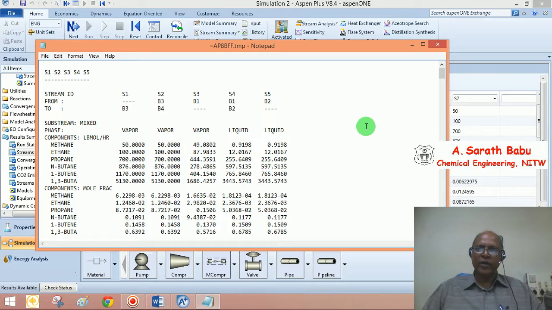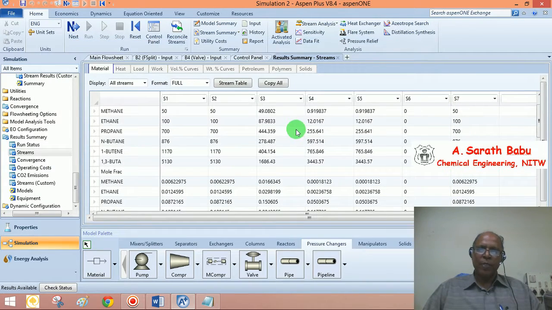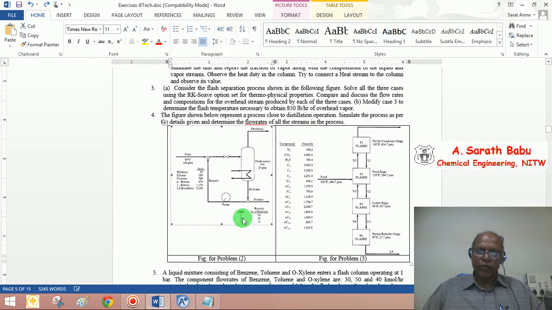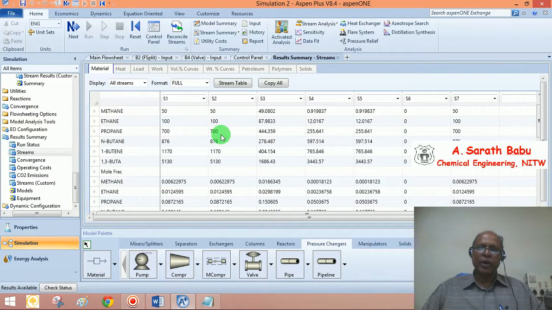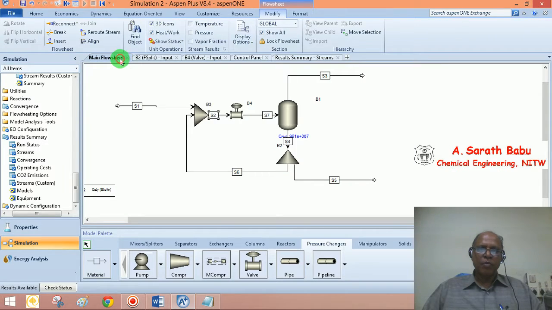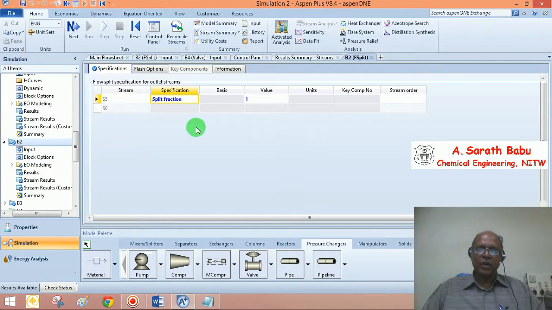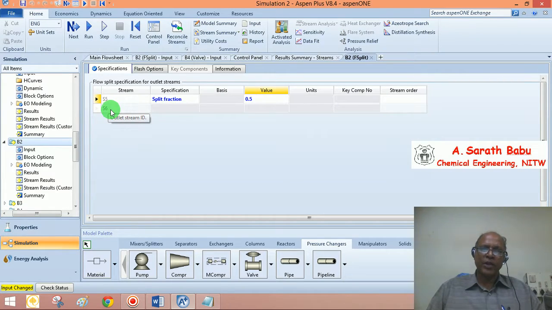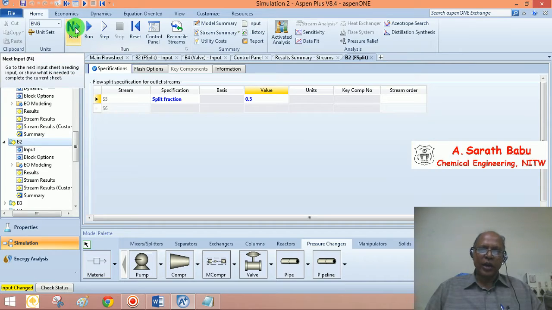Whatever you saw is available here in the form of a notepad file. Now let us go ahead with solving the other two cases. In case 50% of the liquid product is recycled, what is going to happen? Let us specify that by going into the flash column. Earlier, we had given that everything should be taken as a product. Now, only 50% is taken as a product, and obviously the remaining 50% is going back in the form of a recycle. Let us simulate this particular case and try to see what will happen.